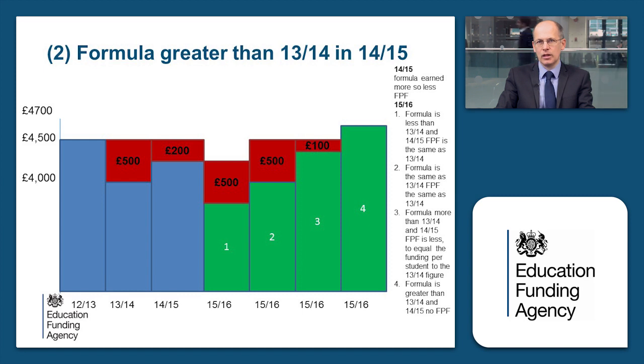It's worth noting that in the first two examples here, the level of FPF in 15-16 is the same as in 13-14, that is £500 per student, which is higher than the amount received in 14-15. In no case, though, would an institution receive more FPF per student than they did in 13-14. These charts are also included in the October funding letter, so if you want to look at them in more detail in relation to your own situation, then you can do so there.